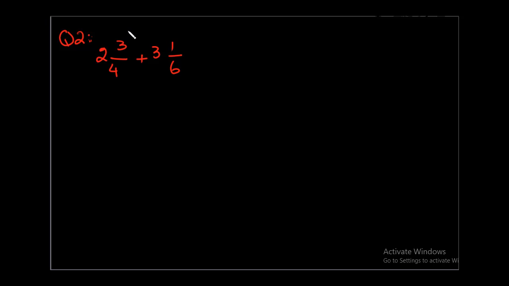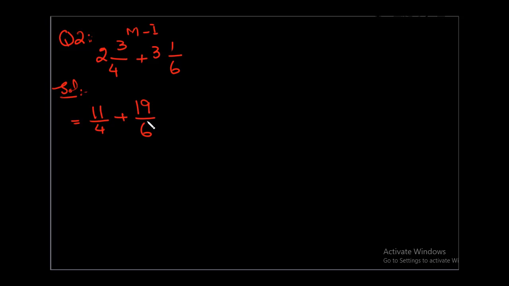So let me first solve by method 1. For every method it is mandatory that we convert this question into improper fractions. So let me multiply 4 with 2, which is 8, and 8 plus 3 gives us 11. So I write this 11 by 4. Next I have to multiply 6 with 3, that is 18. 18 plus 1, that would be 19 by 6.